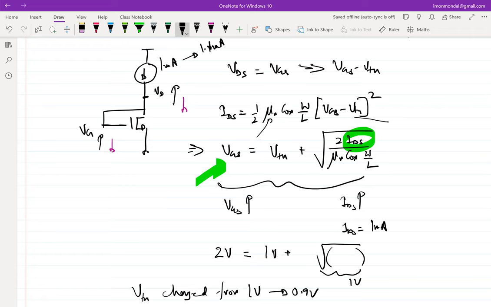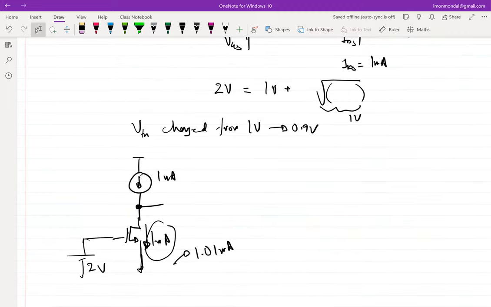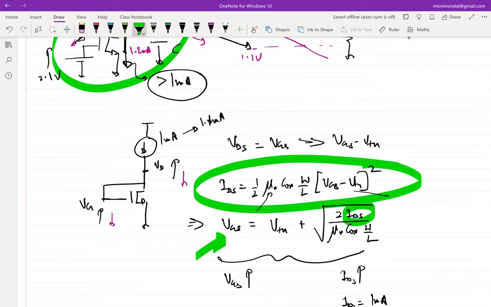If you connect it like this, we are ensuring saturation. So his question was, this expression is always true, but it is true only when the transistor is in saturation. But who ensures it's in saturation? The architecture. You have to set it up in such a way that it is always in saturation.